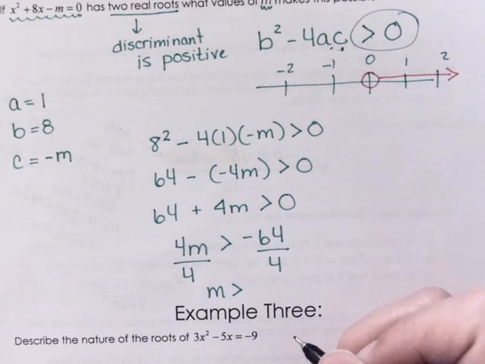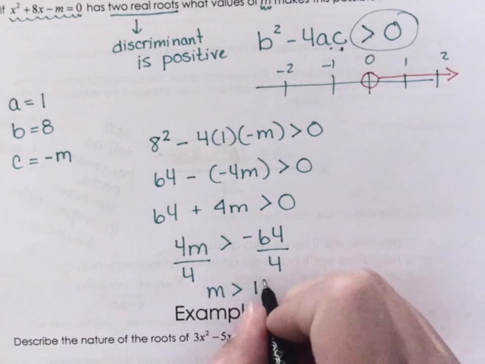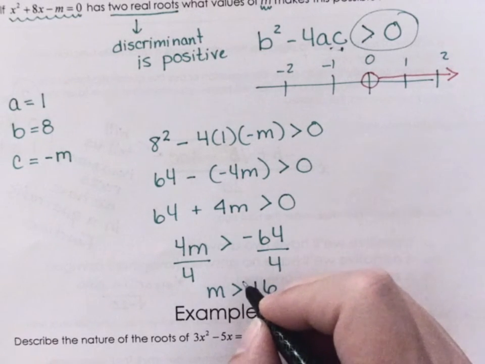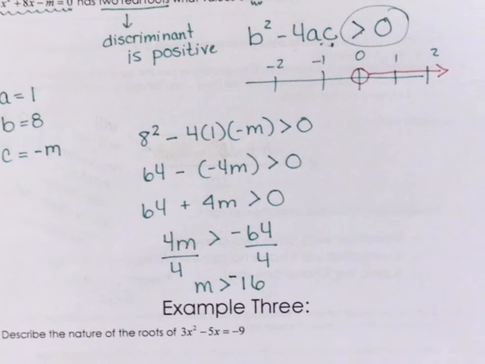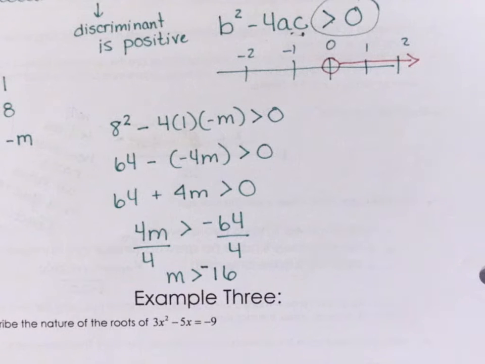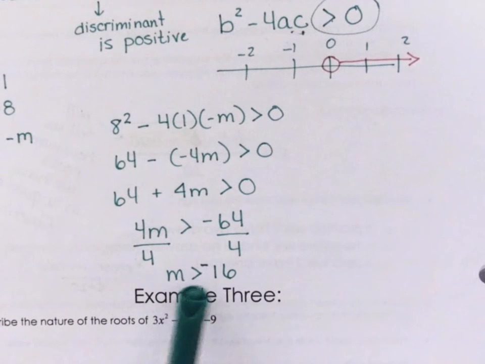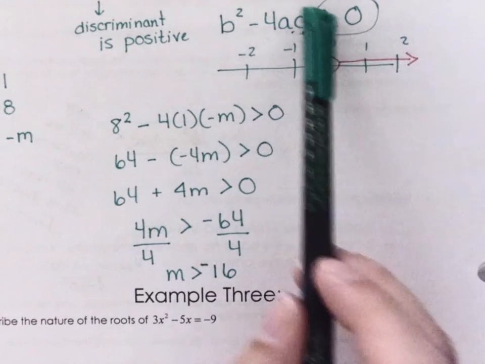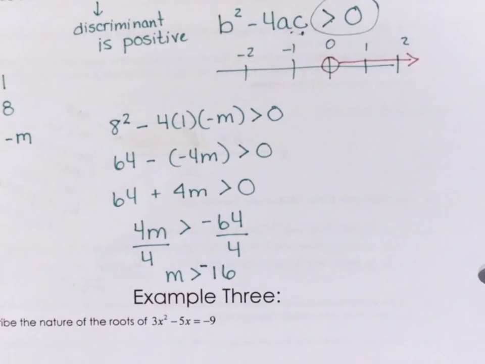Is it a positive 16 or a negative 16? Negative 16. So m has to be greater than negative 16 for the discriminant to be greater than 0. Make sense to everybody? Sorry? M has to be greater than negative 16 for the discriminant to be greater than 0.